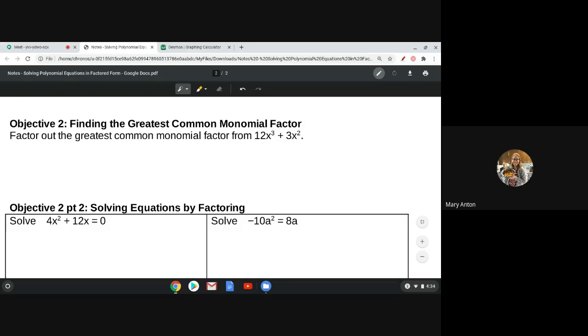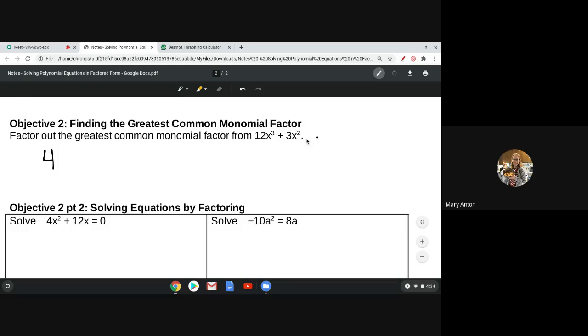All right, y'all. Let's just start with 12 and 3. What's the greatest common factor of 12 and 3? That would be 4. No, it's not. It's 3, isn't it? 4 doesn't go into 3 evenly, but 3 goes into 3 evenly. So our greatest common factor between 12 and 3 is 3. So we're going to deal with the 3 for sure.